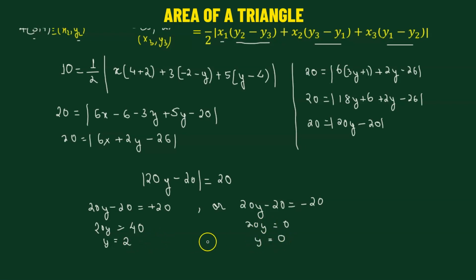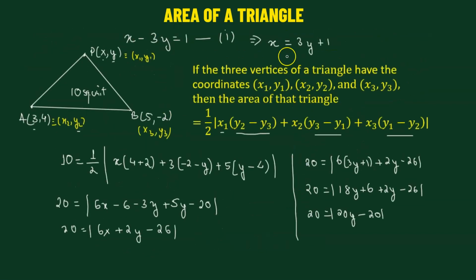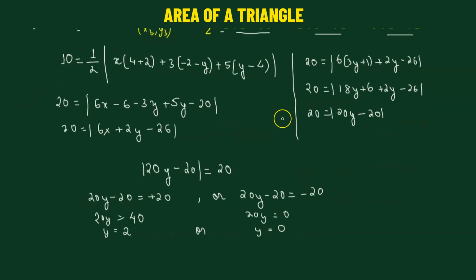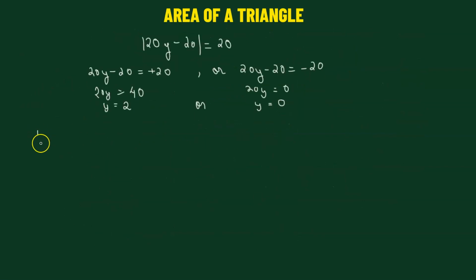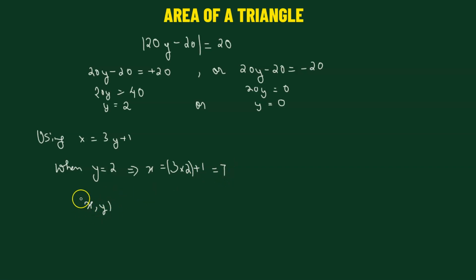So now we have two possibilities for y. y could be either 2 or 0. And since we already have the relation x equals 3y plus 1, we can use it to obtain the value of x. So when y equals 2, x equals 3 multiplied by 2 plus 1. 3 times 2 is 6, and 6 added to 1 is 7. So x comma y corresponds to 7 comma 2.